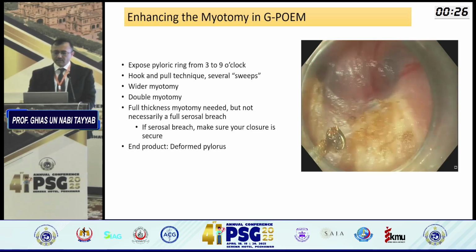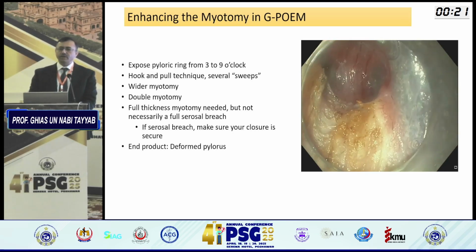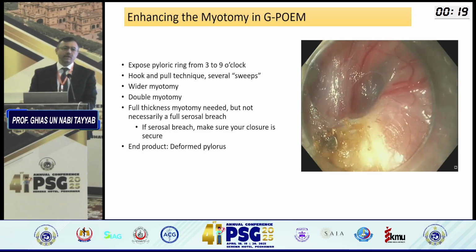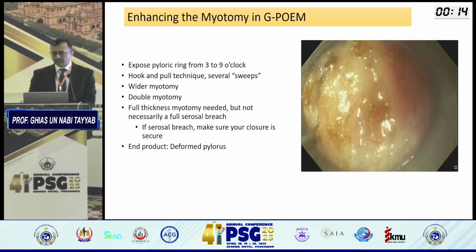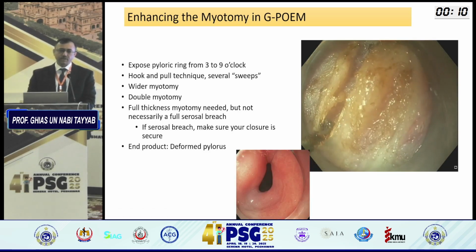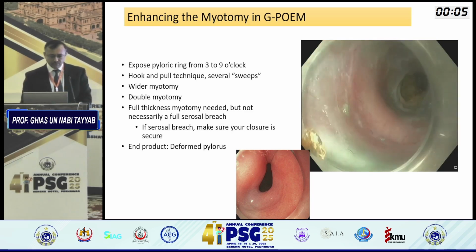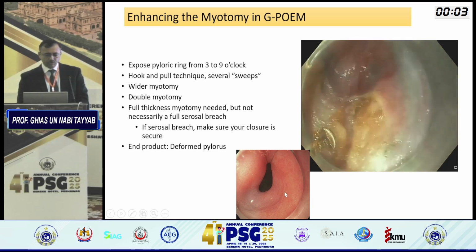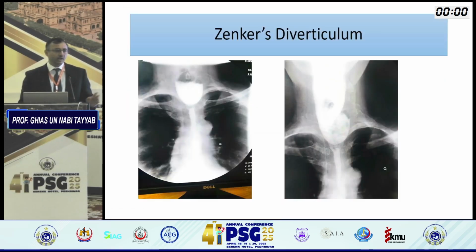So the cutting is a little deeper. Generally in G-POEM, unlike E-POEM where we try to cut just the circular muscle, in G-POEM we try to cut full thickness muscle, and that's the difference between G-POEM and E-POEM. Otherwise, the rest of the things are the same. And by the end of the G-POEM, we expect the person to have this kind of pyloric opening and not the typical rounded opening.